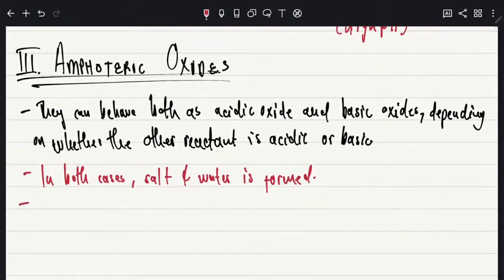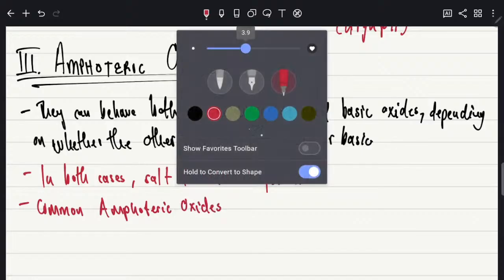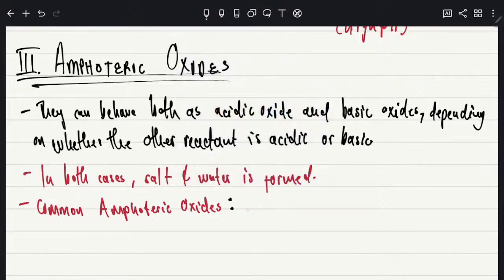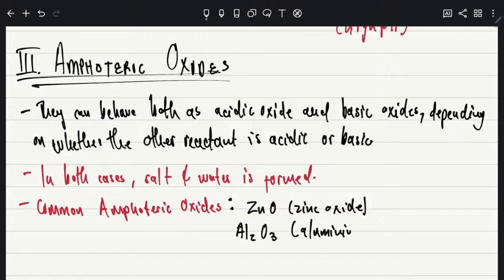So, common amphoteric oxides. Which ones are those that you must know? Oxides that can behave both as acid or base depending on who they are meeting. Zinc oxide can be an acid, it can behave as a base. Aluminium oxide. Aluminium oxide and zinc oxide are amphoteric oxides.